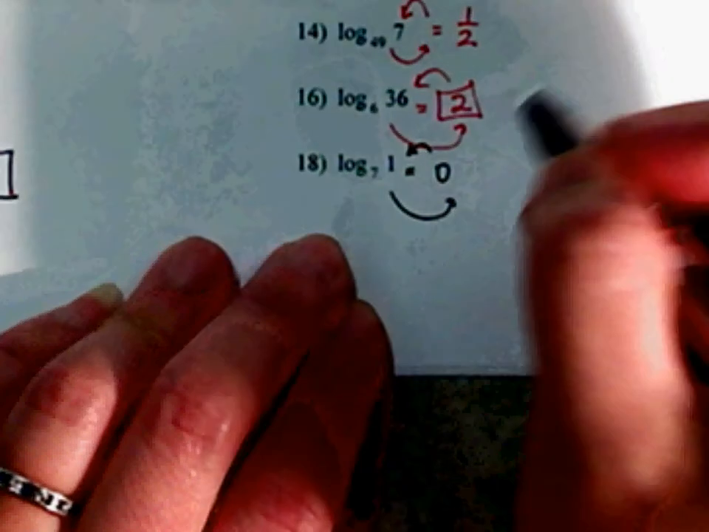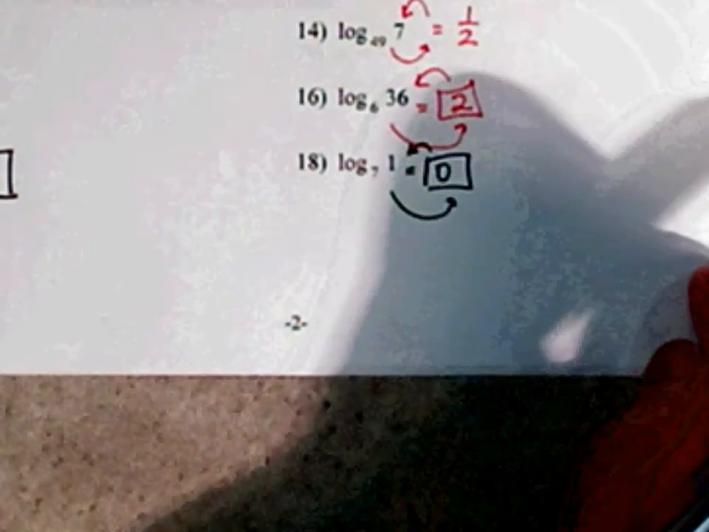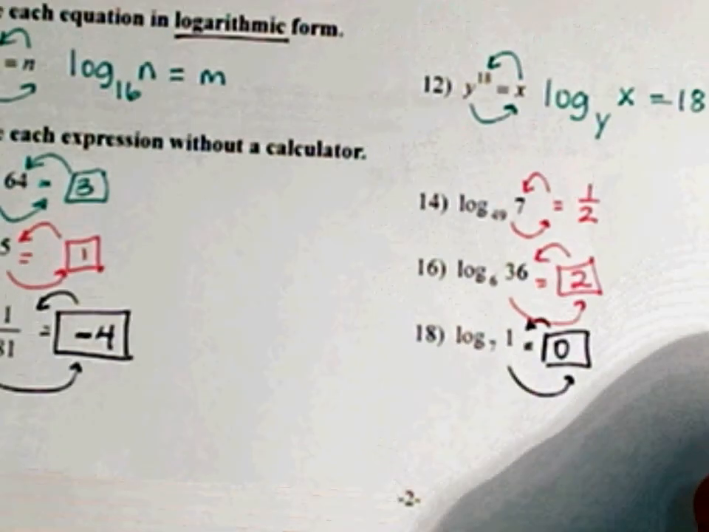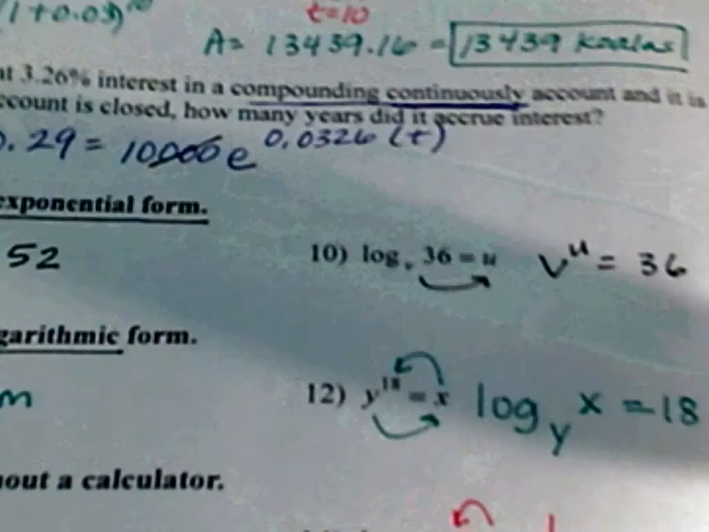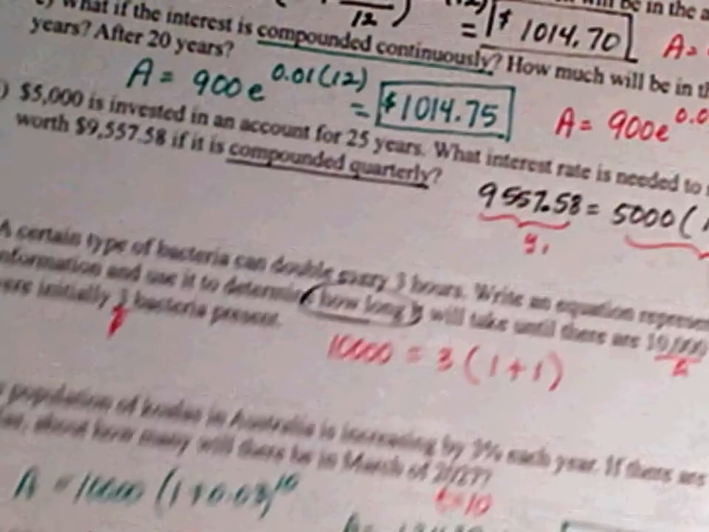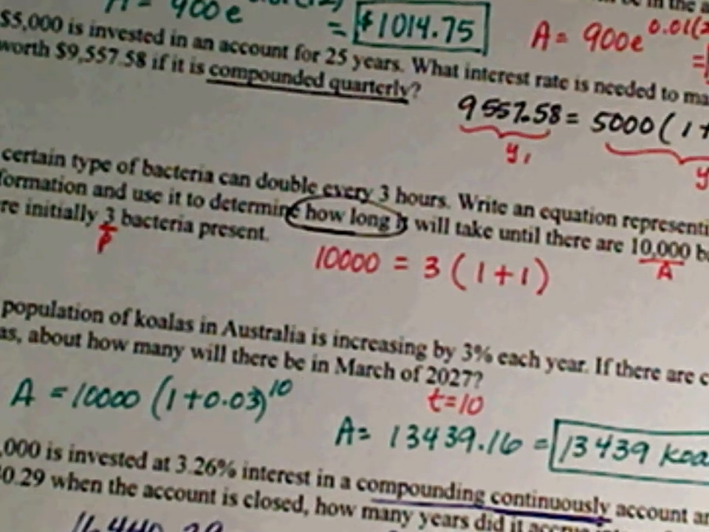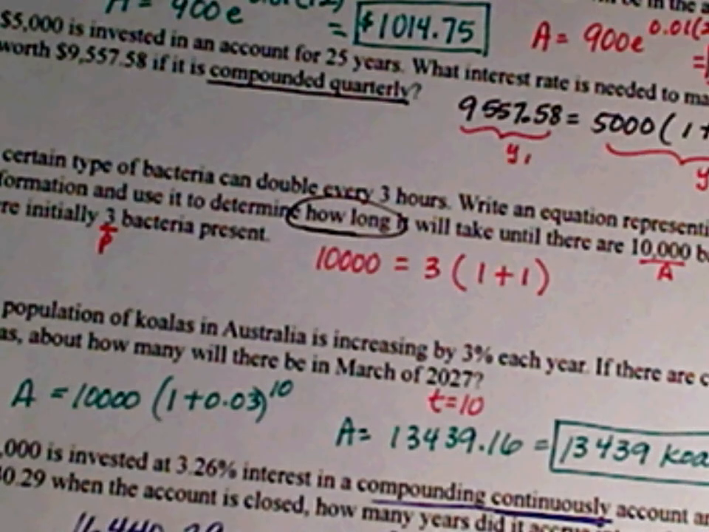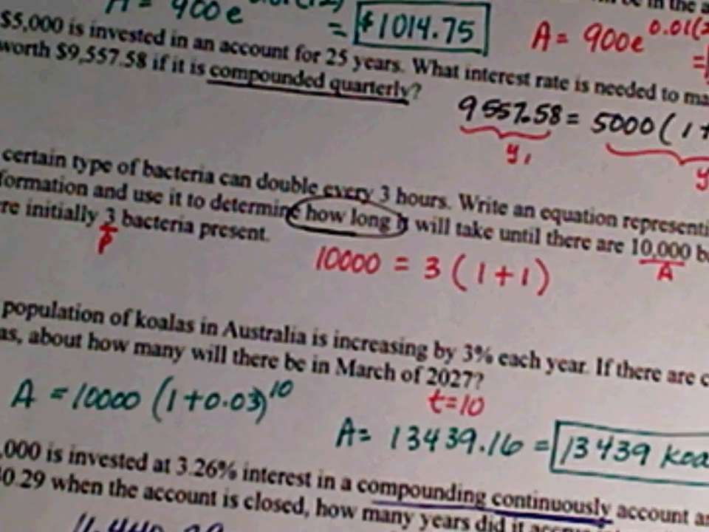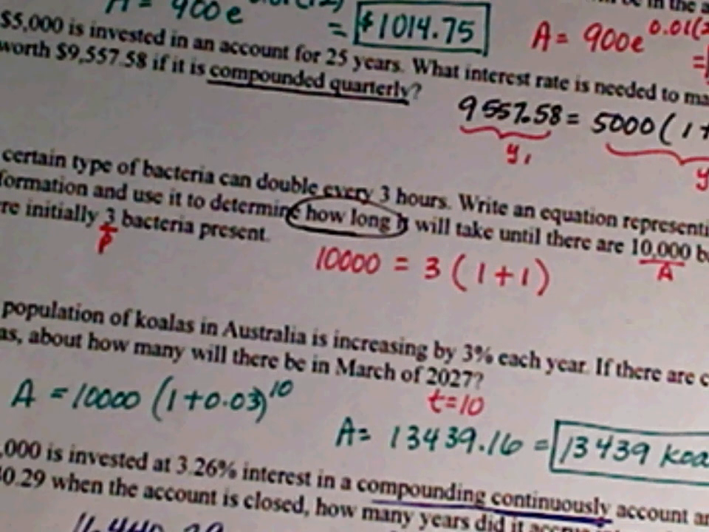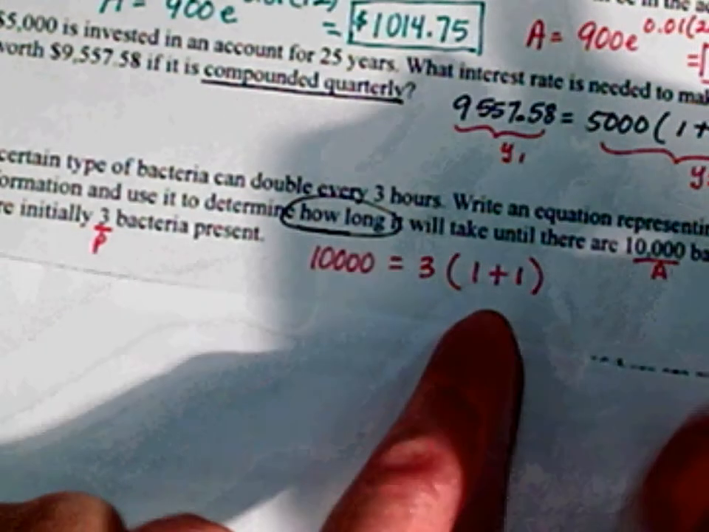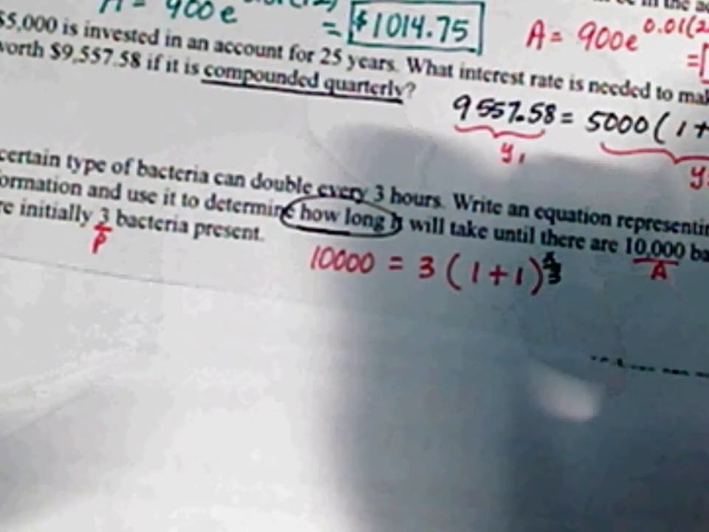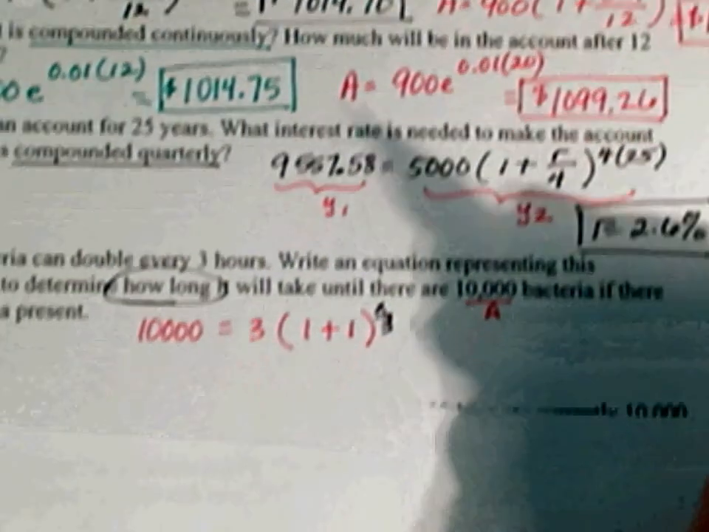All right, guys. Any questions about that? Oh, number 6. Thank you. I forgot about number 6. Boy, I'm so glad you're here, Bailey, because I forgot about it. Number 6. Okay. A certain type of bacteria can double every 3 hours. Write an equation representing this information. How long is it going to take? Well, if it's every 3 hours, that's x over 3. You guys see that right there? Can you now solve for x?